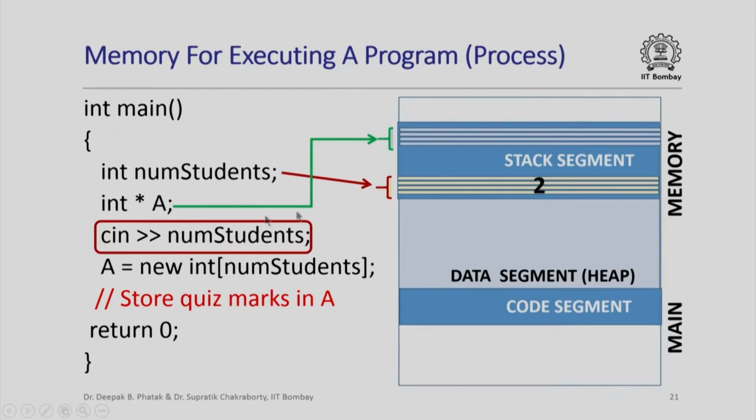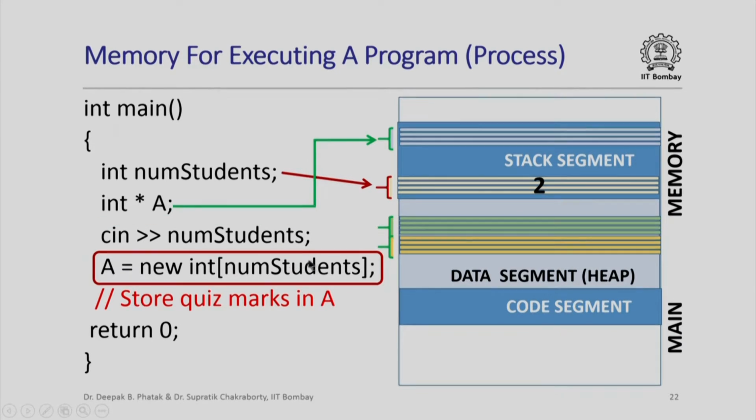After that I read in the number of students, let us say that value is 2, so that comes here, the space reserved for num_students. Then I execute the statement where I am saying please give me an array of size 2 where each element in the array is an integer. Now, the space for this could not have been stored in the stack segment because I did not know the value of num_students when the activation record for main was created.